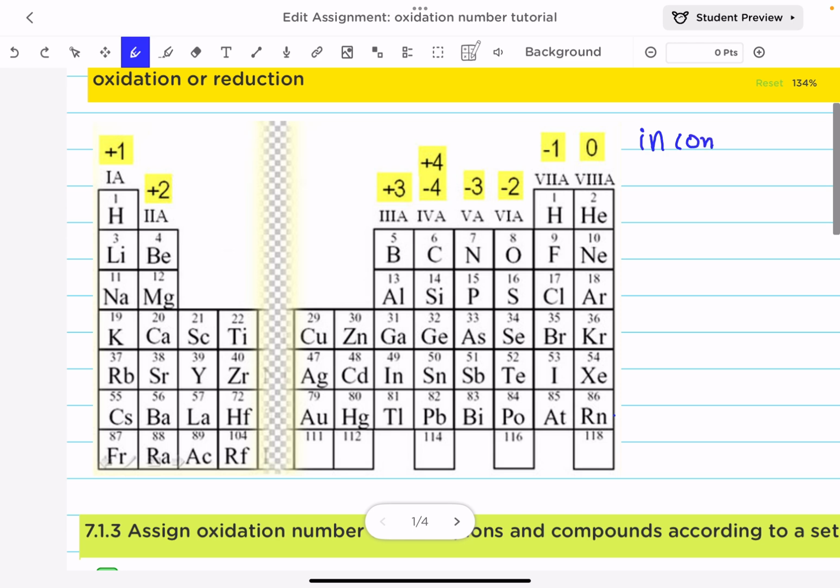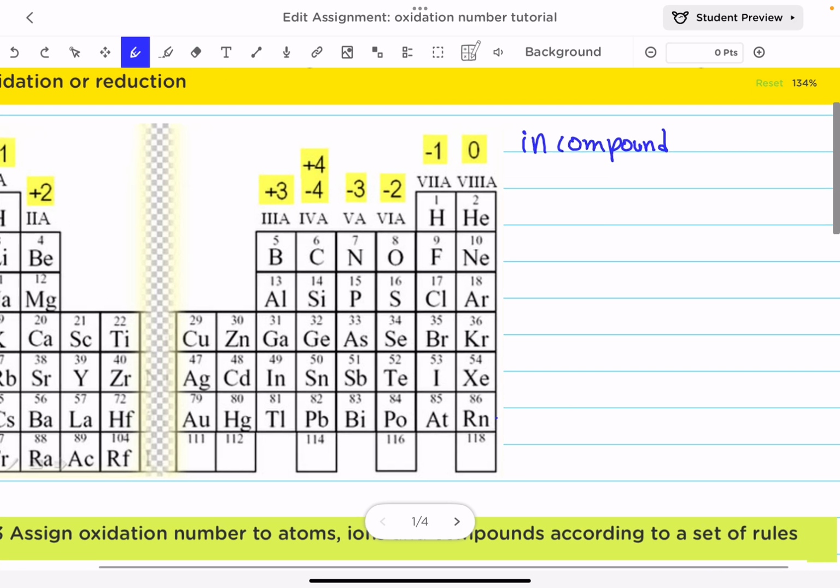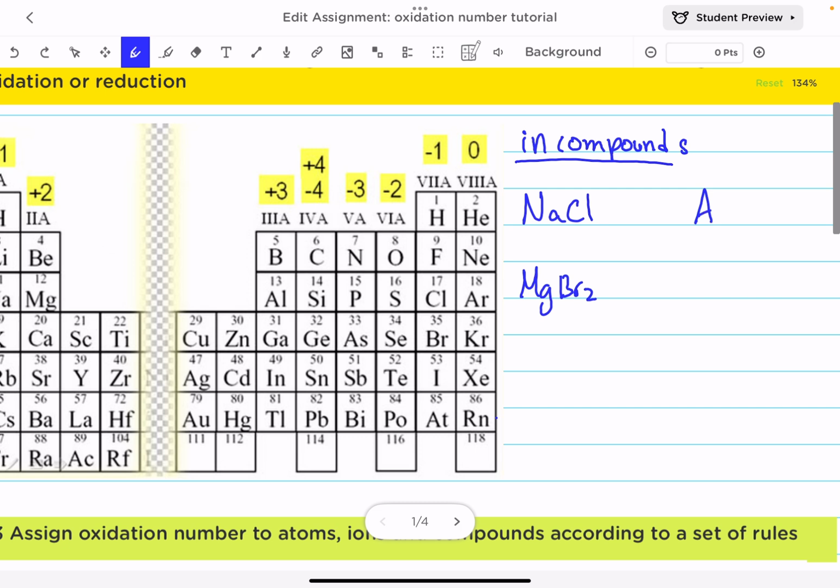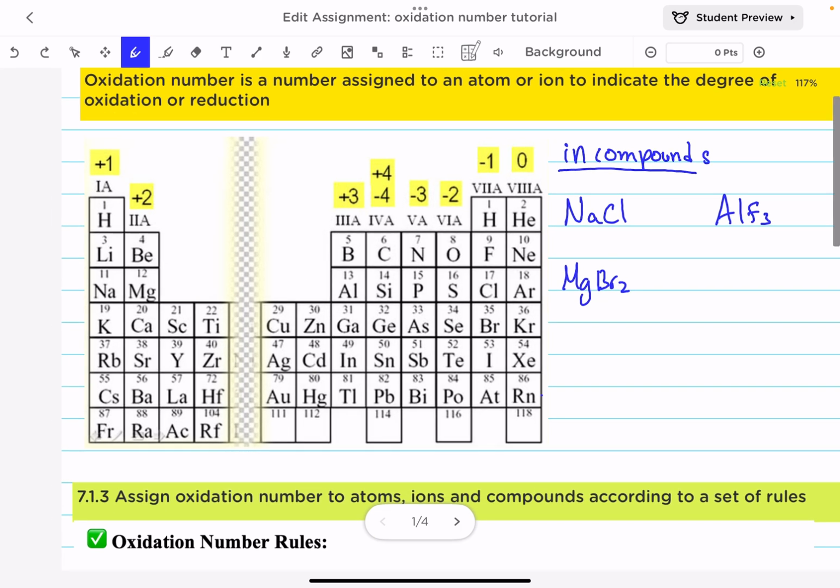If I have compounds, and specifically ionic compounds, I'm going to give some examples like NaCl, MgBr2, AlF3. It's a combination of metal and non-metal, Be3N2, etc. So I'm talking about these metals, what I'm highlighting, and group 13. In compounds, we can use the periodic table in order to know the oxidation number of these atoms.